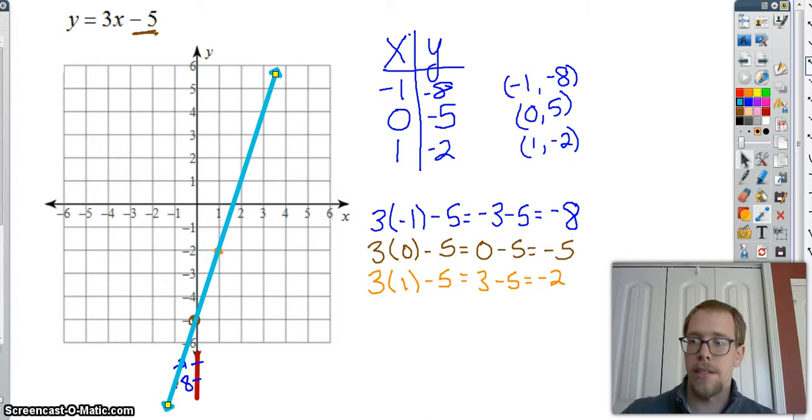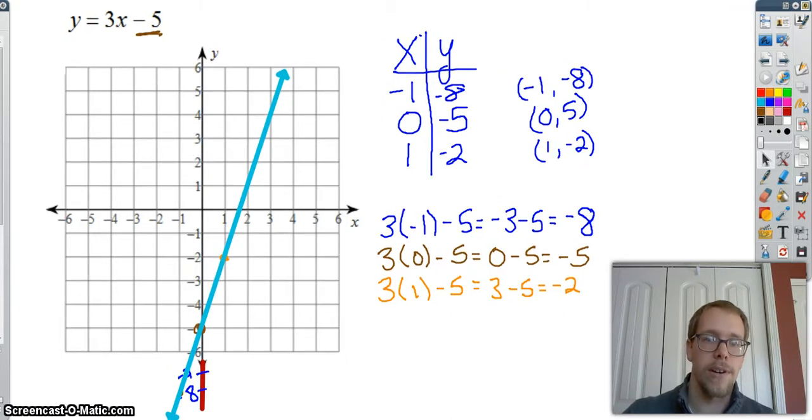Notice I have arrows on the ends of my line there showing that this goes on forever and ever. My domain is actually infinite. I can input any values I want into this function, and it's going to output some unique value. Okay? Hopefully that makes sense to you. We've done quite a few of those. If it doesn't, come and see me.